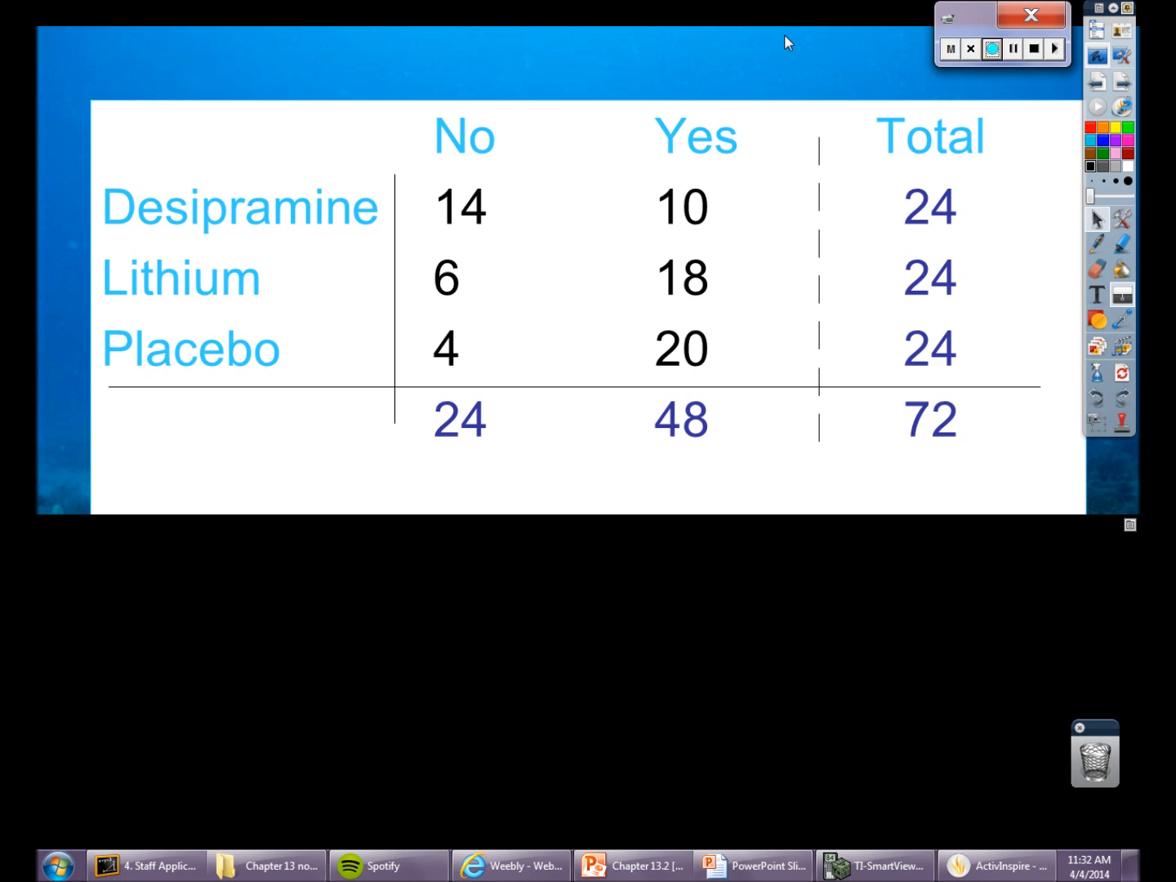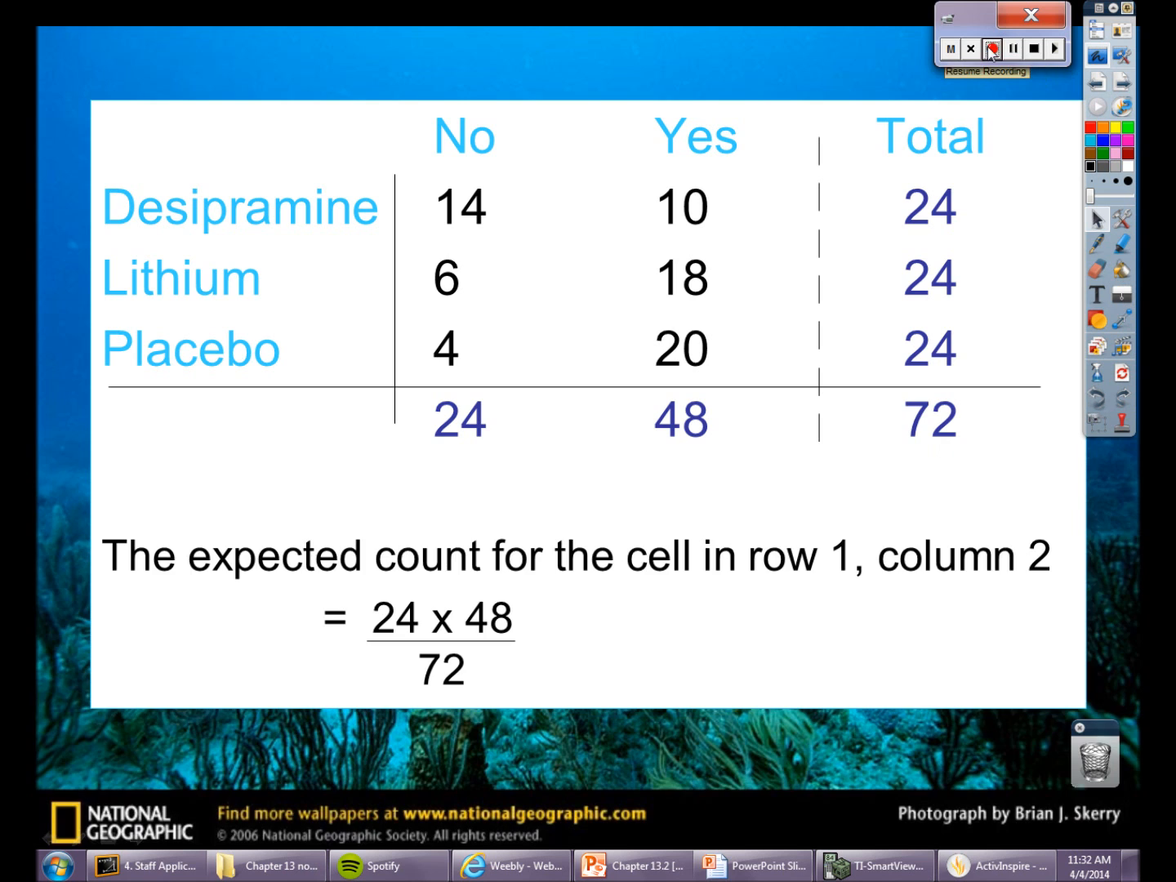So first I need to find my row totals and my column totals. The row total for desipramine is simply 14 plus 10, which is 24. The column total for the no's is 14 plus 6 plus 4, which is 24. My table total is the summation of 24 plus 24 plus 24, a grand total of 72 people that were addicted to cocaine. So here are my observed counts.